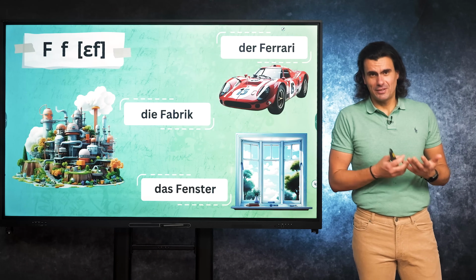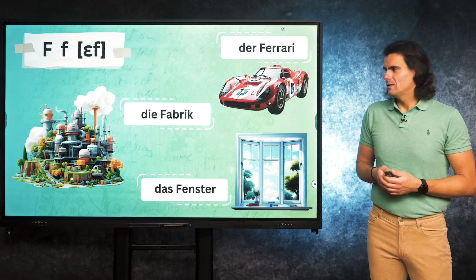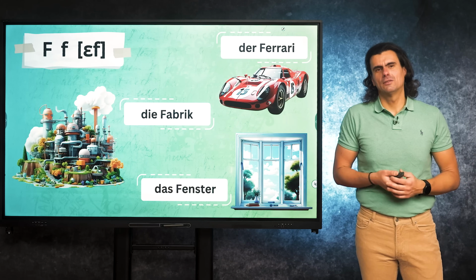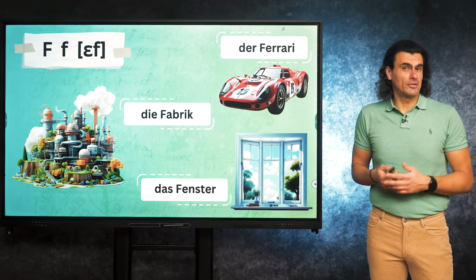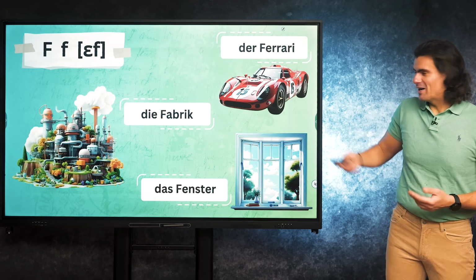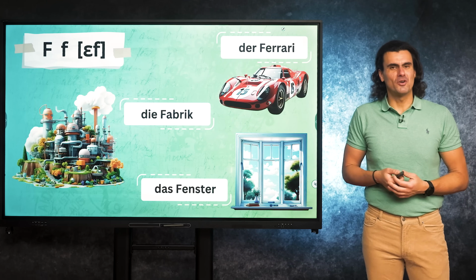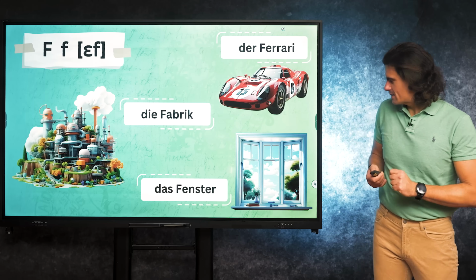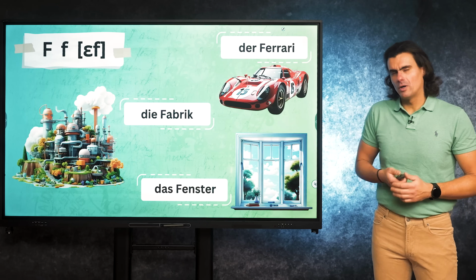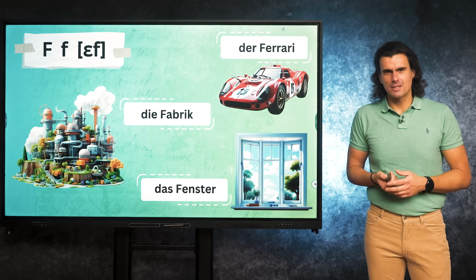Das F. This letter is pretty much the same as in English. Zum Beispiel, for instance, die Fabrik, the factory, der Ferrari. Hier, das ist ein Ferrari, ein sehr, sehr schnelles Auto, a very fast car, as long as it doesn't smash against the next best wall. And the window in German ist das Fenster. Das Fenster.